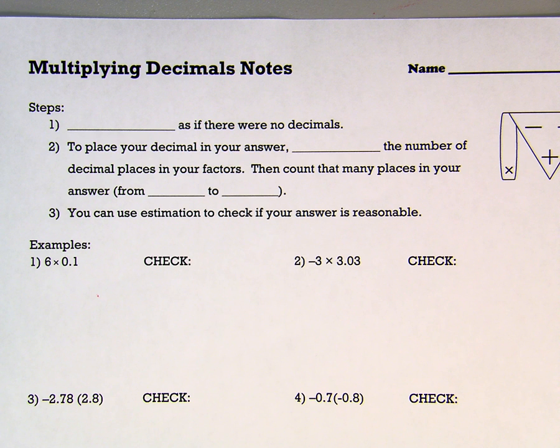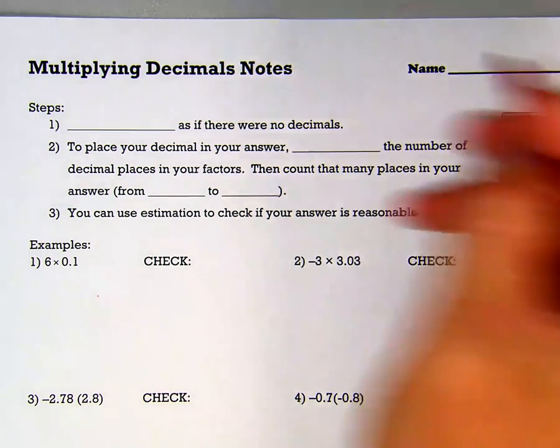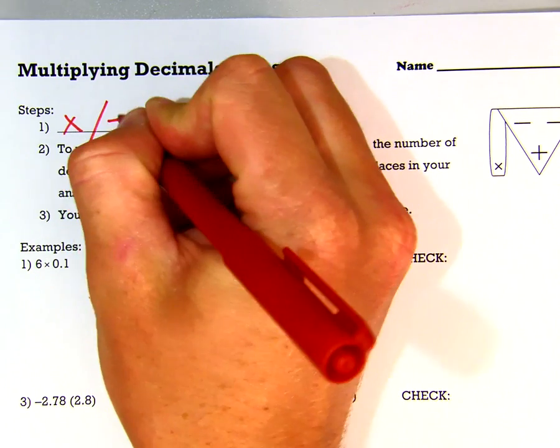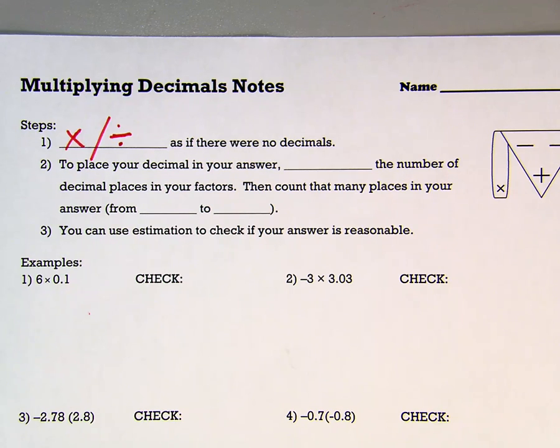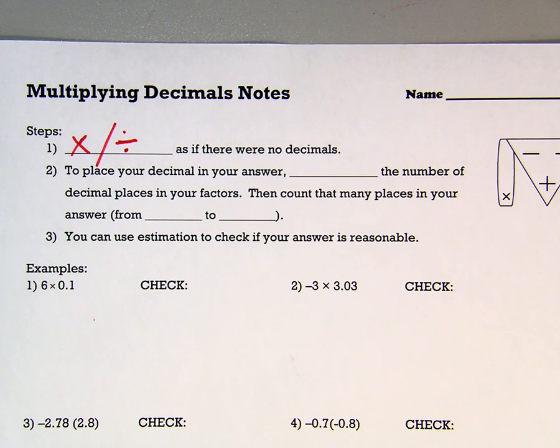Alright, so today's lesson is on multiplying decimals. A couple notes and steps for you to fill out before we get started. So the first thing we're going to talk about is we always multiply or divide as if there's no decimals. That's going to be the key to it. We're going to be moving some decimals around.